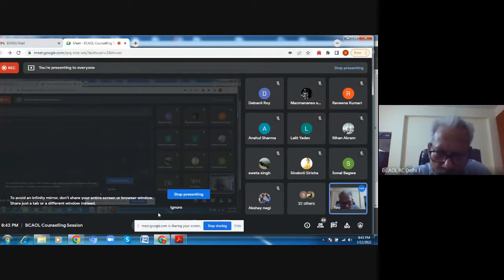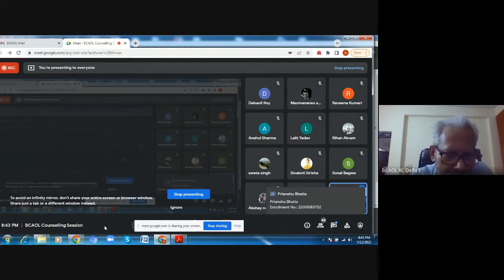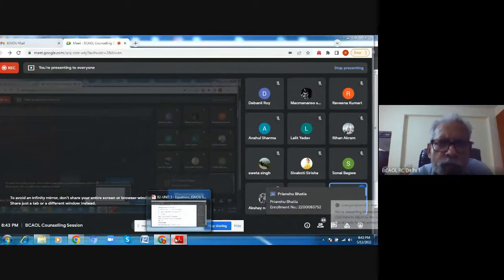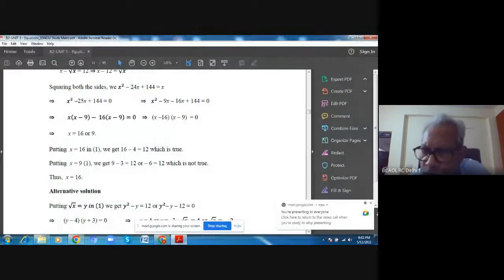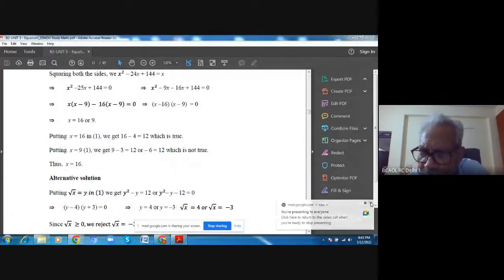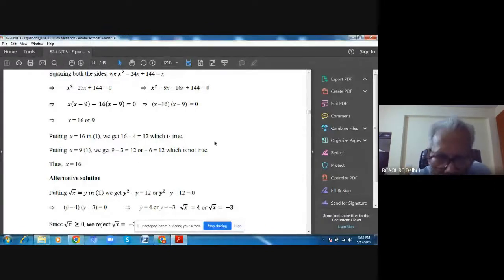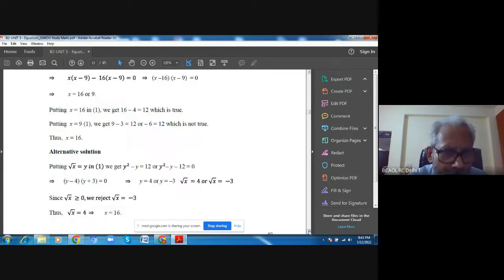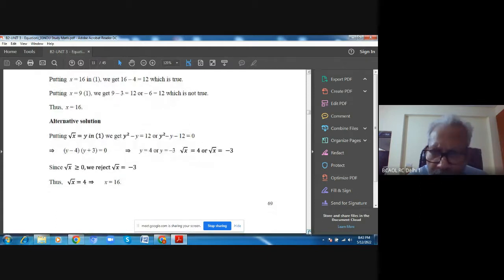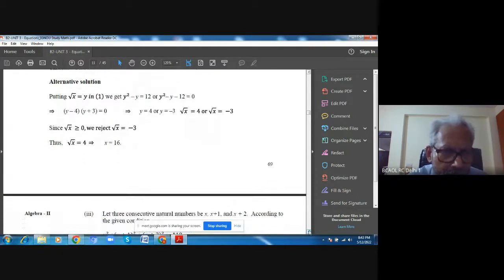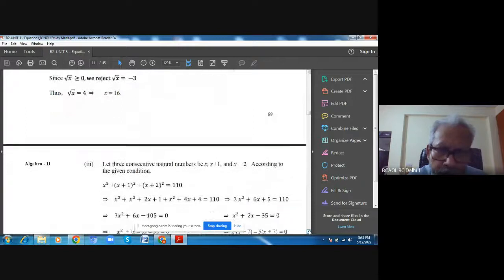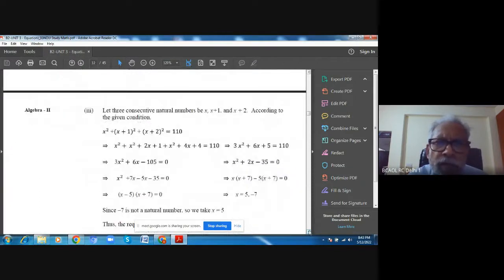Okay, let's show more examples. If we show more and more examples of different types, then it will be easier. So now I can show you some other types. Let's see. If one or two examples of every type are clear in your mind, then no problem.